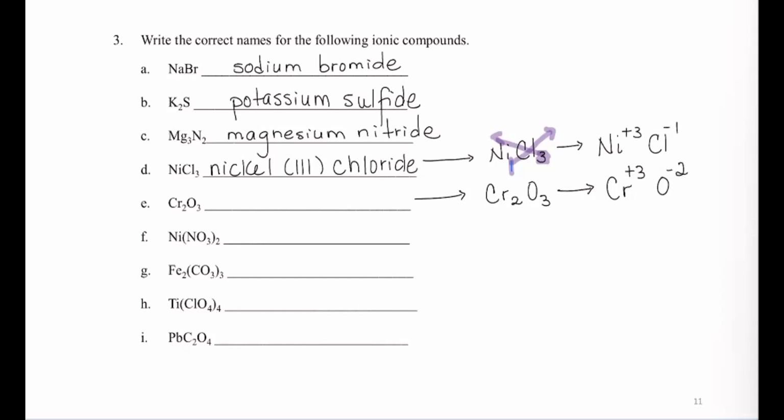Remember, oxygen is always -2 because it lives in group 6A. Chromium +3. So I can go ahead and name this. This is chromium 3 oxide. So chromium 3, not 2. Let's move on to the next one.